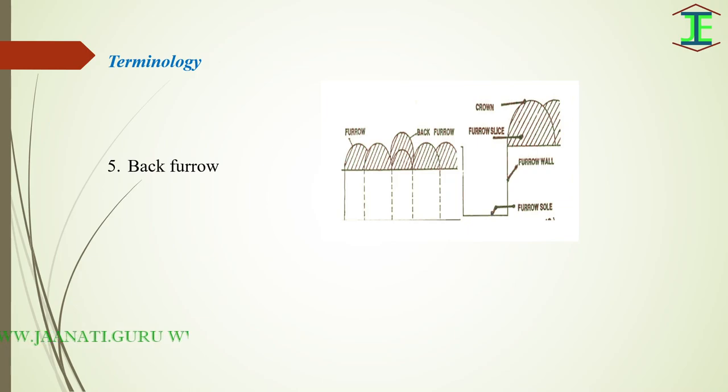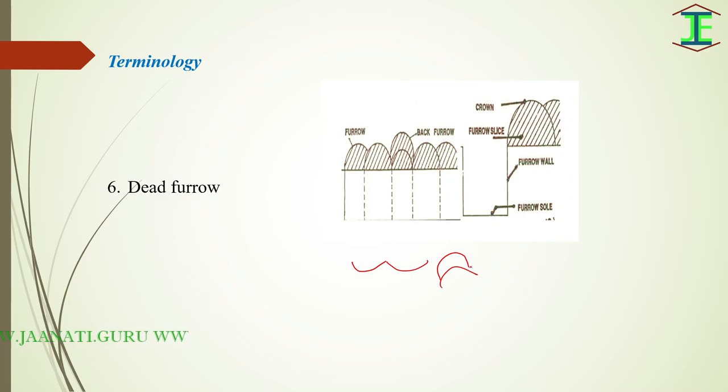Back furrow. If soil is thrown from one side to the other side, one ridge is formed. On that ridge, another ridge is formed. This raised ridge is called the back furrow. On the furrow slice, if another furrow slice is formed, that is called the back furrow. Dead furrow means two furrows at the same place. It is an open trench between two adjacent strips of land. In back furrow, two ridges are formed like this, with another furrow slice on the furrow slice. If two furrows are adjacent, then it is called the dead furrow.